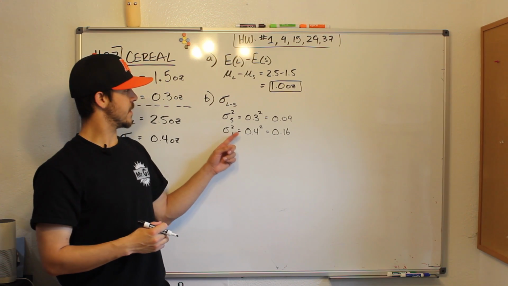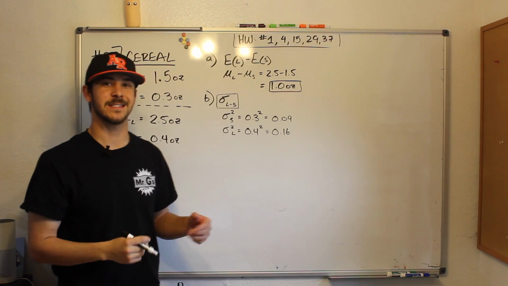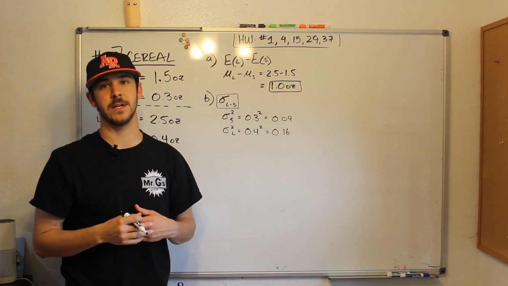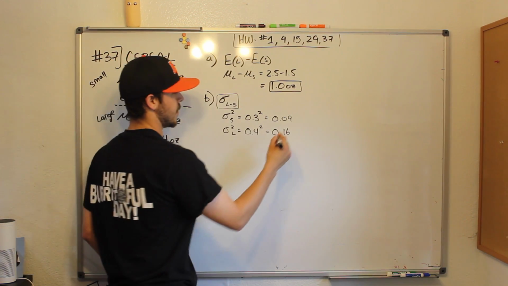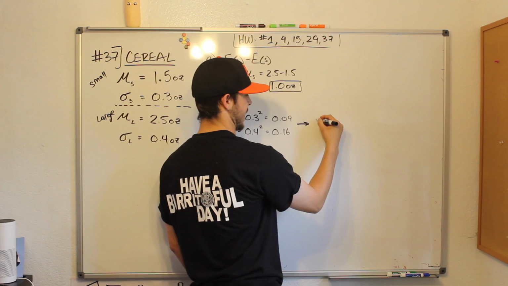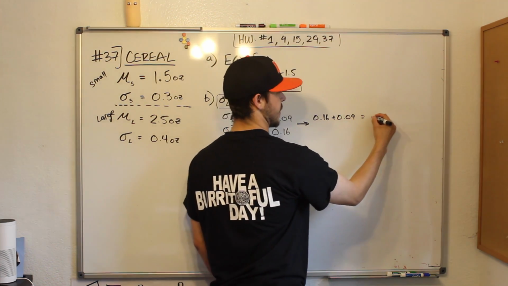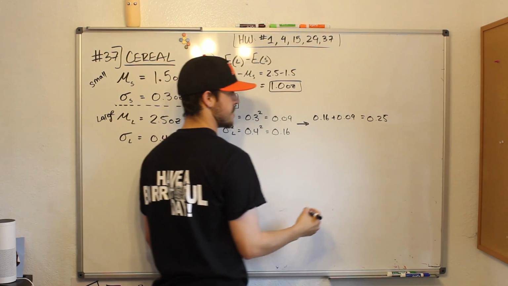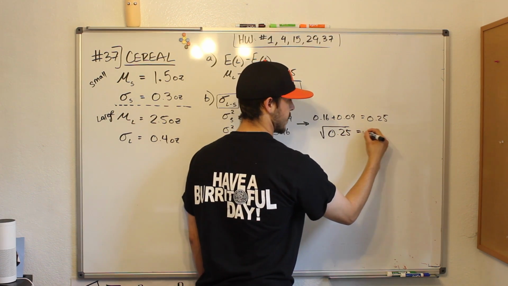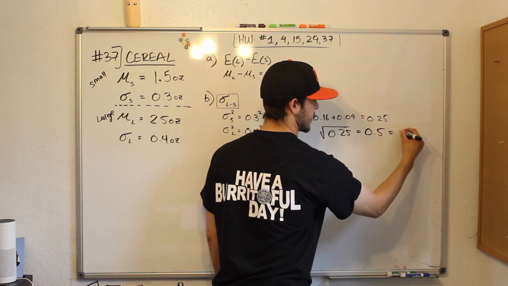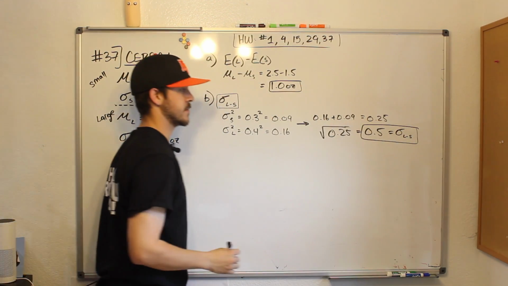Now, the difference between the variances is actually the same thing as the sum of the variances. It's the way that the math works out. So in this specific problem, we're going to go ahead and add those two values, and we get 0.25. And we're going to take the square root of the whole thing, which equals 0.5, which is going to be the standard deviation of the difference between the two values.